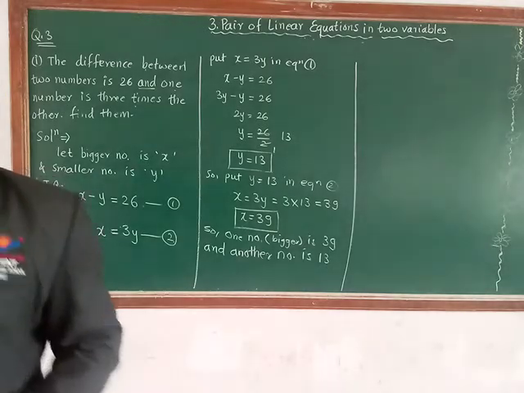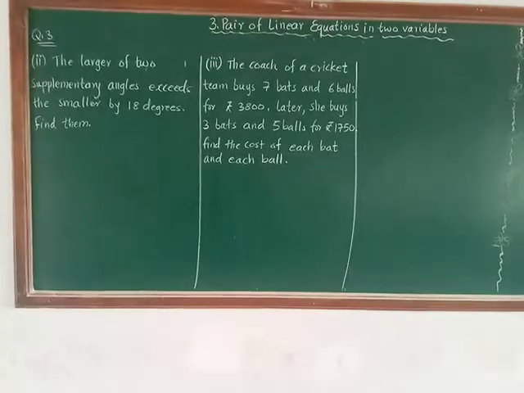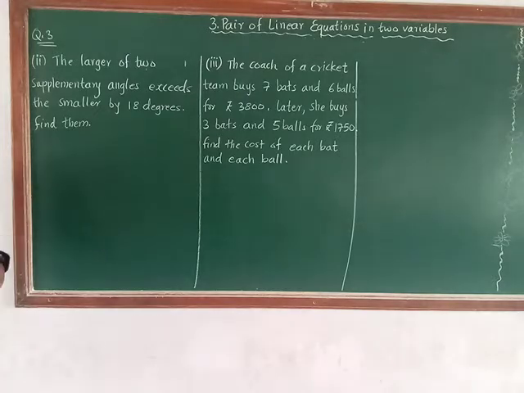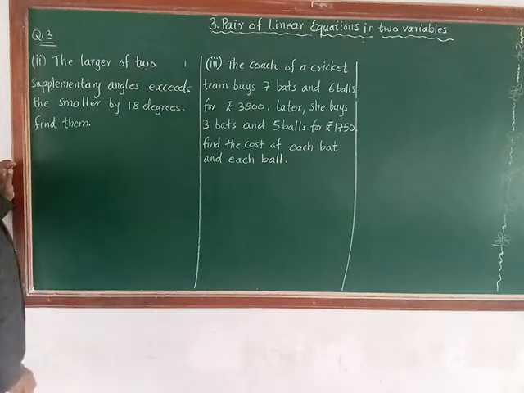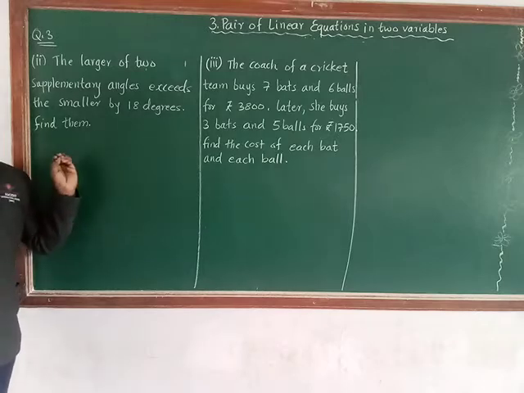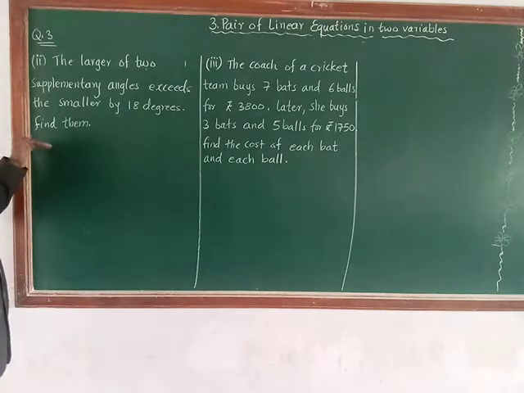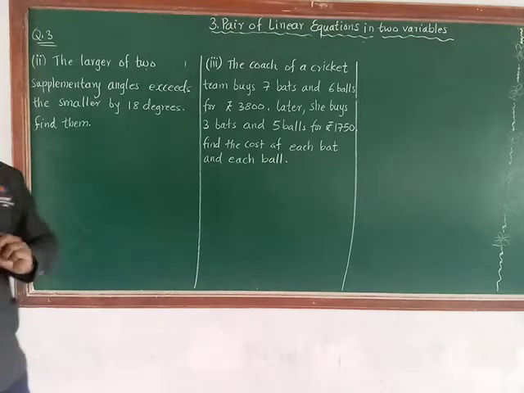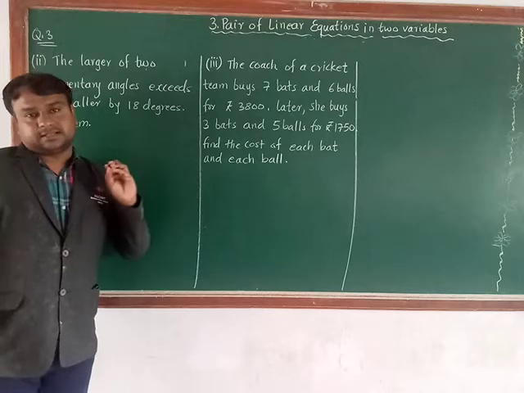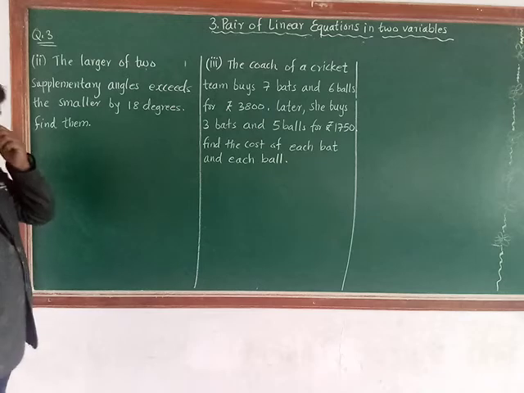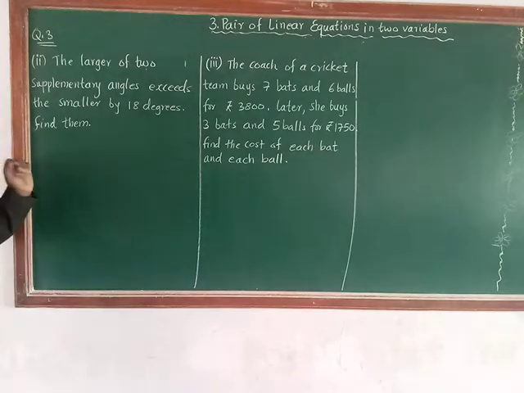That is example number second. Okay students, so let's solve example number second. What we are given here is: the larger of two supplementary angles exceeds the smaller by 18 degrees, and find them. Now I am giving you a suggestion: with the help of the substitution method, I think you can definitely solve that and find the solution. But for your help, I am here finding the linear equations for you.